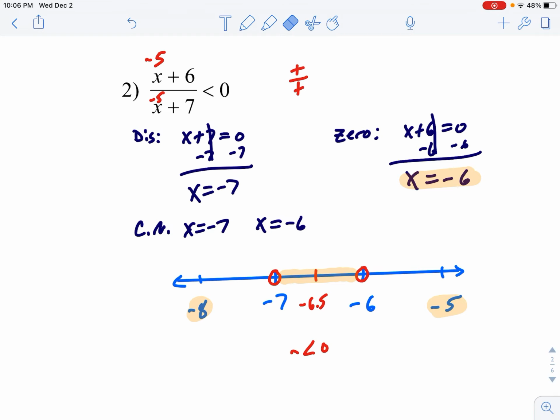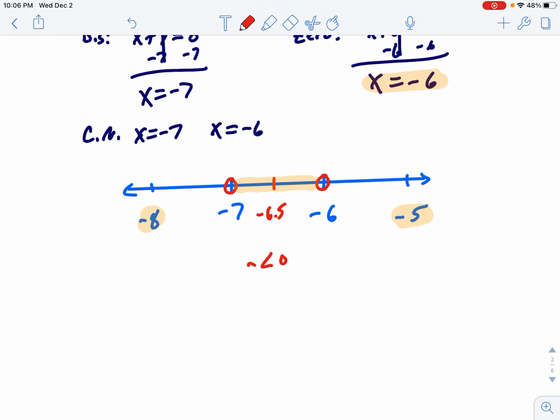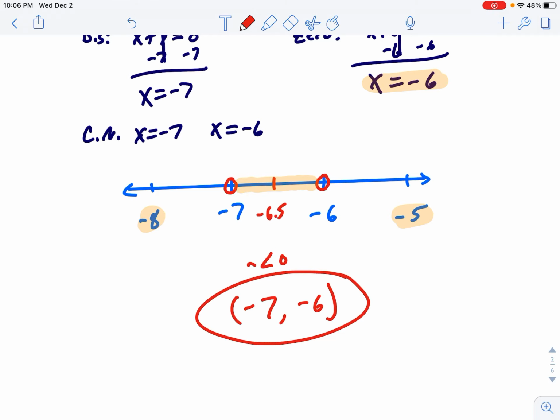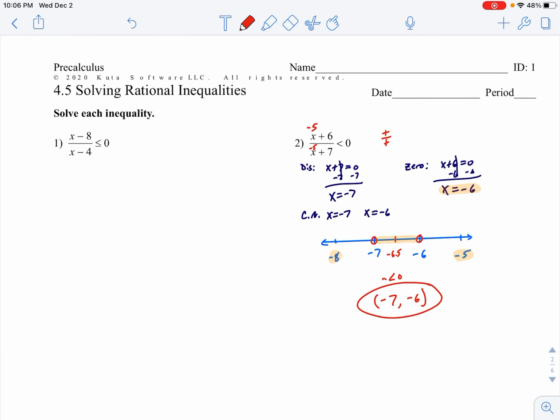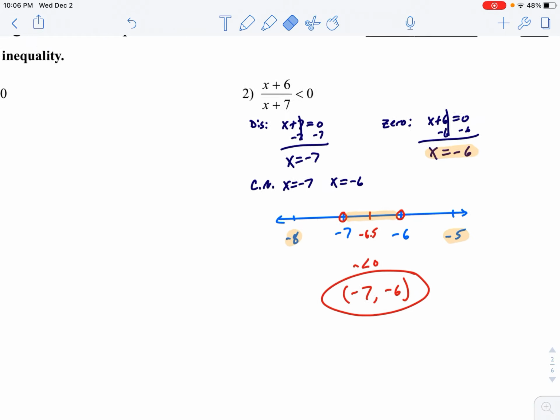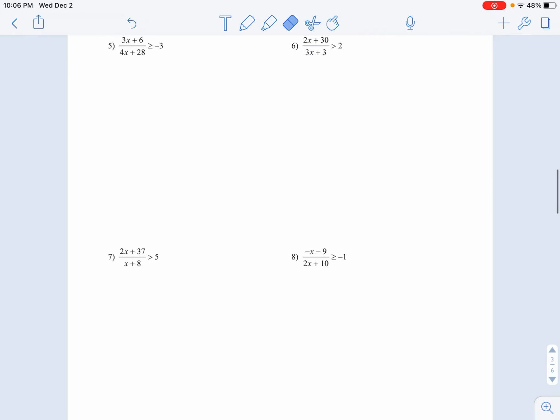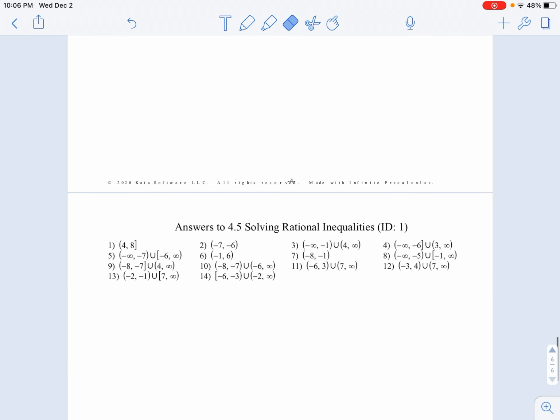Therefore, the only answer or answers are between -7 and -6. In interval notation, that's parenthesis -7, comma, -6, parenthesis. And that is the answer. There's the interval of numbers that satisfy the original inequality. But because I've made mistakes before, I'm going to go down and check number 2. Oh, good. There it is.